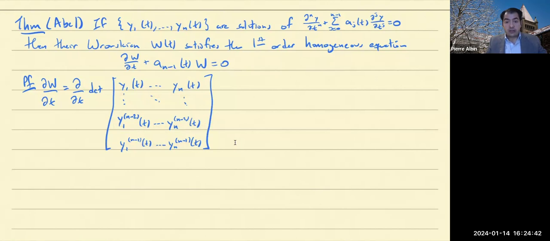So the only time when you get a determinant that's not automatically 0 is when this derivative hits this last row. So this derivative is the same as the determinant when nothing happens to this first row, nothing happens to this next to last row, but the final row gets replaced by the nth derivative, right? Because we took one derivative.